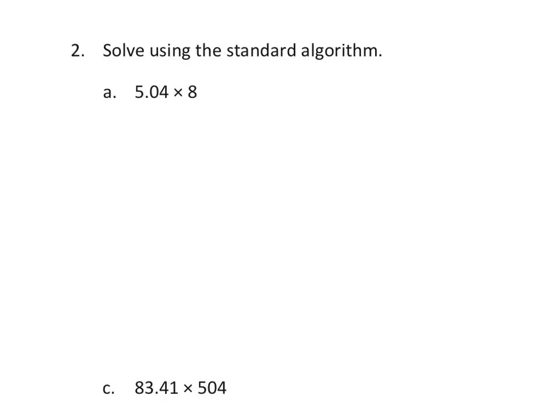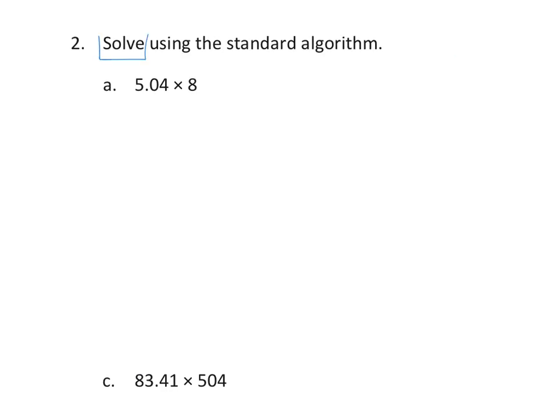Let's solve using the standard algorithm. All right, and let's kind of think about this really quick. To get rid of that decimal in 5 and 4 tenths, we want to multiply this by 100. So in red, I'm going to rewrite the problem. Get rid of that decimal. We've got 504, and we're going to multiply that by 8.